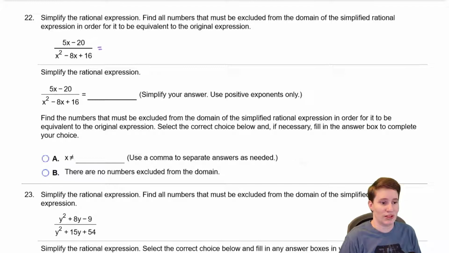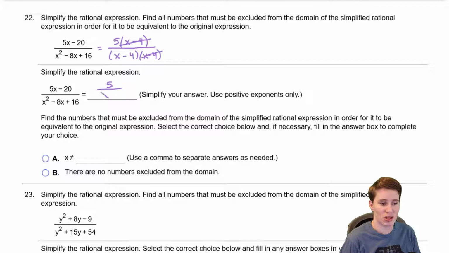So on top they have a 5 in common, and that gives us x minus 4 inside our parentheses. On the bottom, we say what multiplies together to get 16 that adds to get negative 8. So that's x minus 4 and x minus 4. And then what happens here is that we can cancel out the x minus 4 on top and bottom, but that's how we would simplify this.